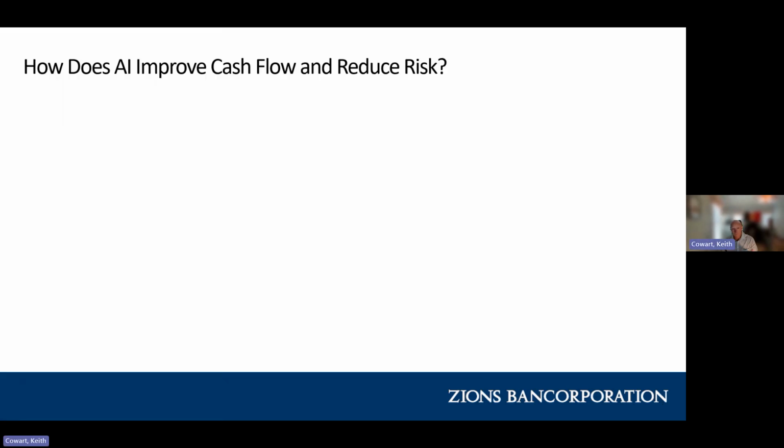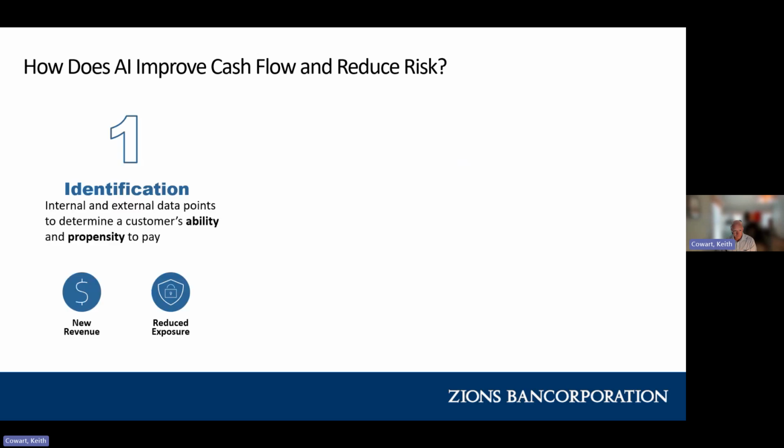So how does AI improve cash flow and reduce risk? So there's three main pillars that make up AI in this area. So one is identification. So being able to identify the ability and propensity of a customer to pay. So the ability to pay is generally on the credit side of things. It's their credit worthiness, and the propensity to pay is their willingness to pay. So they may be very strong financially, but there may be issues in how they're paying their customers. So you want to make sure you're looking at it from both sides.